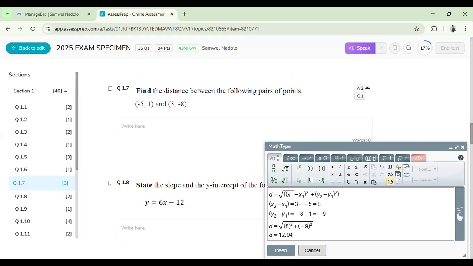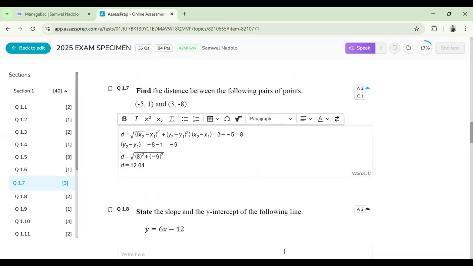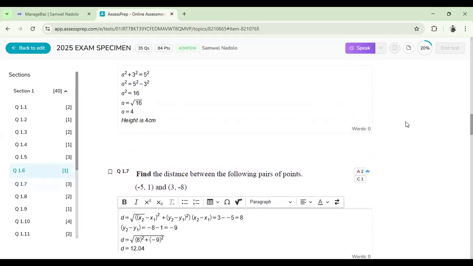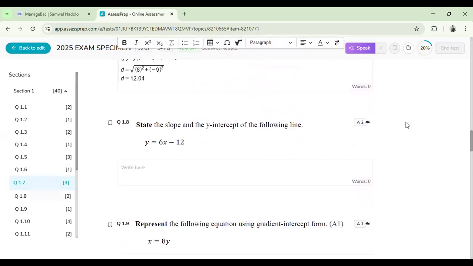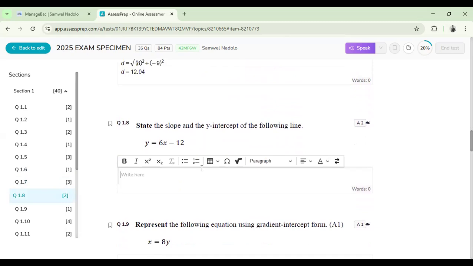So in case you are watching the video and you feel the speed is high, just slow it down or go back to that point you feel it went fast, and review. So state the slope and y-intercept of the following line.